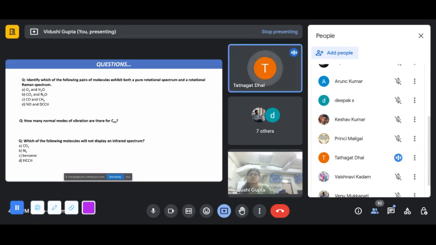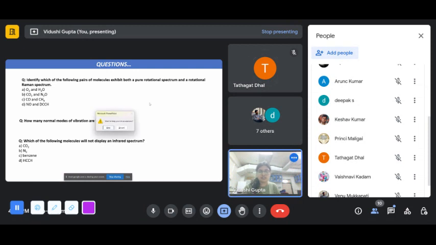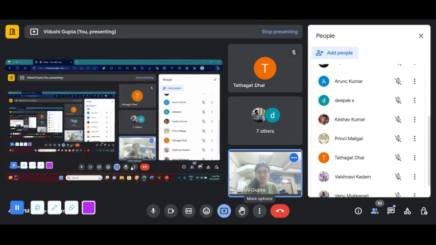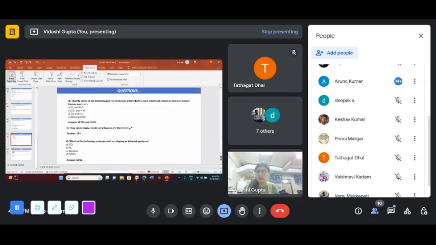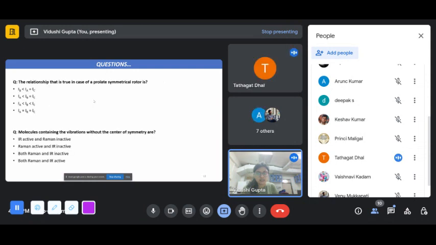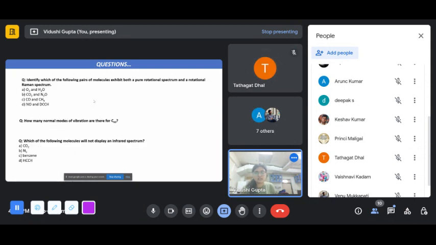And the screen is not showing. Screen is not visible. Just a second. It's already shared actually. I don't know why. It's on the previous slide, ma'am. Now is it visible? Yeah, ma'am. Okay.